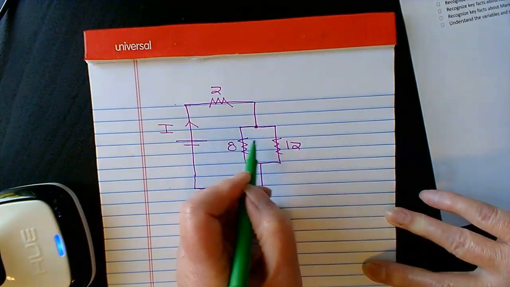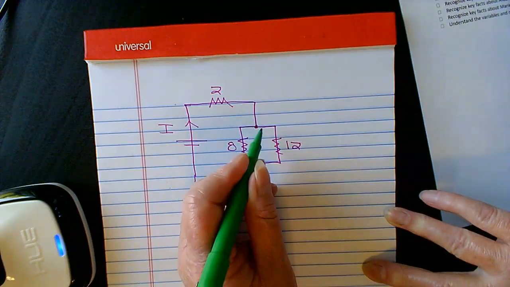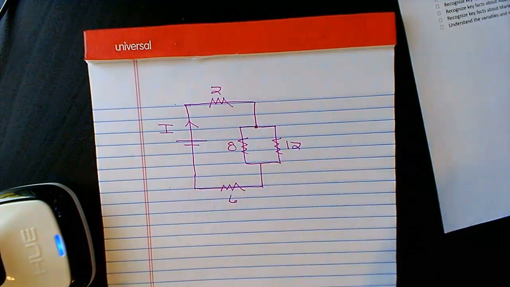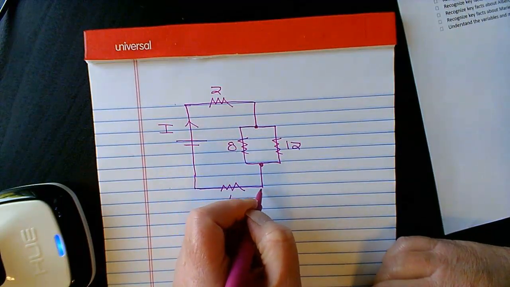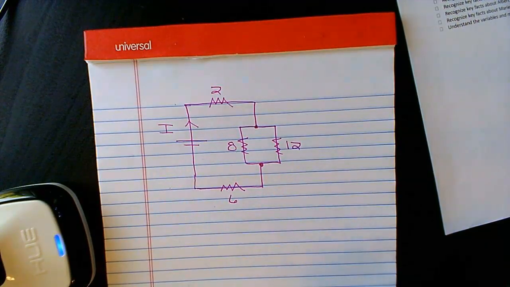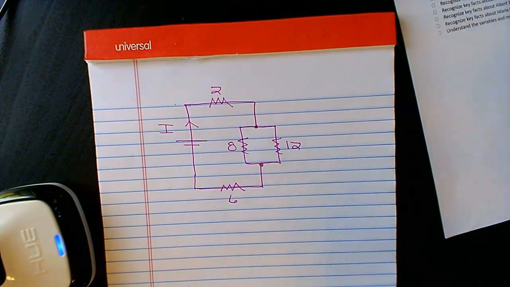But it's not all going to get to go the 8-way. So most of it goes the 8-way, some goes the 12-way, and then it comes back together here, and then all of the current passes through the 6. So there's a multiple choice question, kind of like reasoning out where more of the current is going to be.